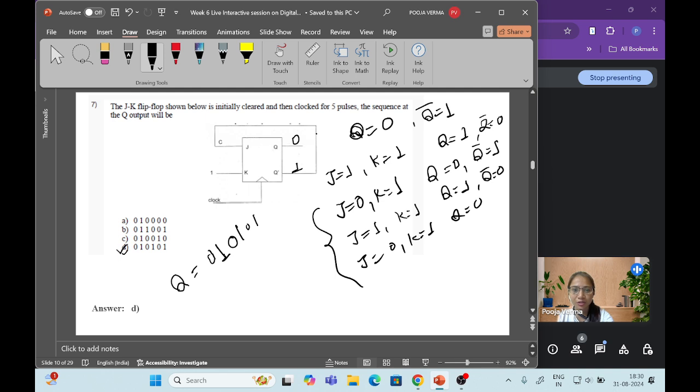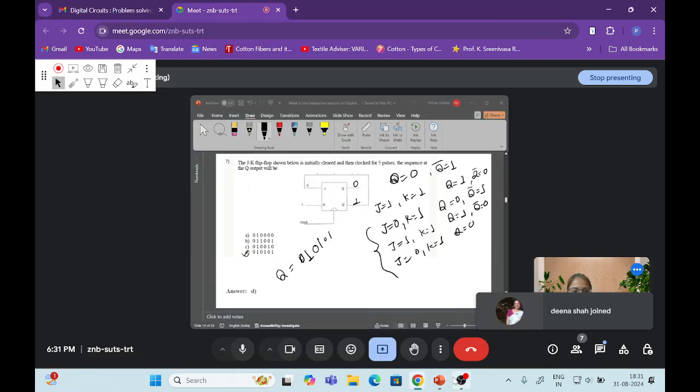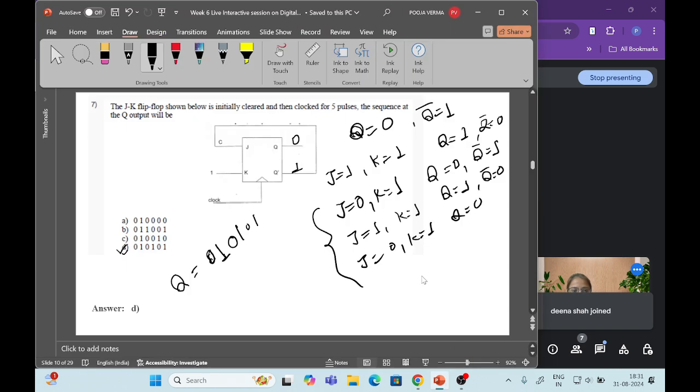Initially Q is 0, then what will be the output for 5 pulses? Q is 0, then Q dash will be 1, and Q dash is connected to J. K is always set to 1. Then you can write the truth table of the JK flip-flop and just check the output from here and write it down. For 5 times it will move like this. Okay, so I hope you have got it. So we will move to the next question.